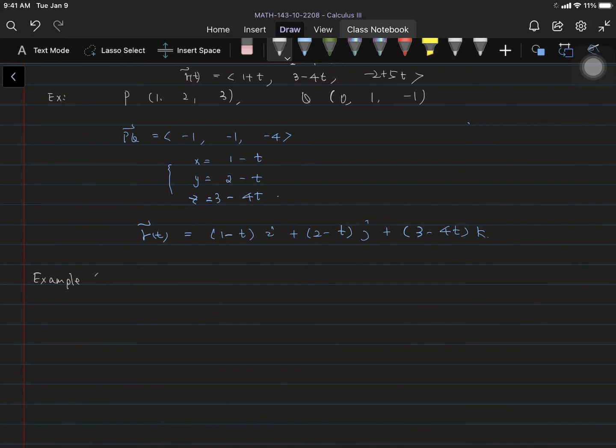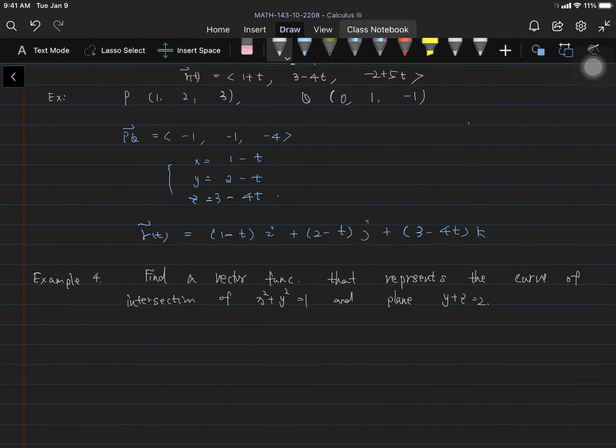A little bit more complicated. Same thing, we want to find a vector function that represents the curve of intersection of x squared plus y squared equals 1 and plane y plus z equals 2. Okay.